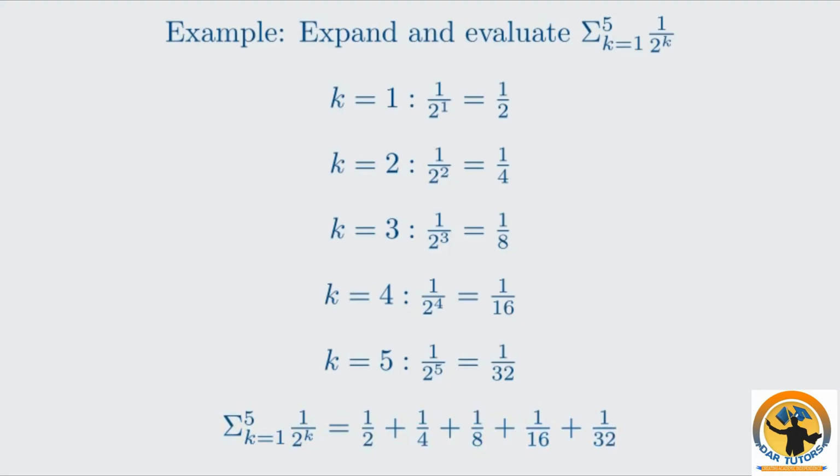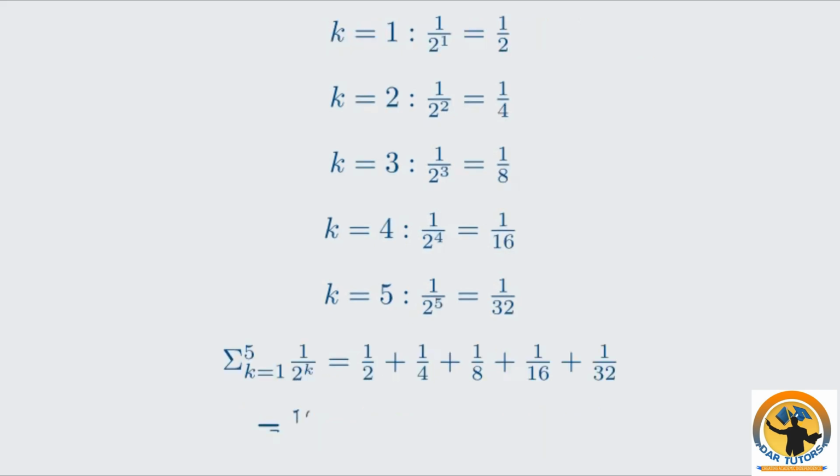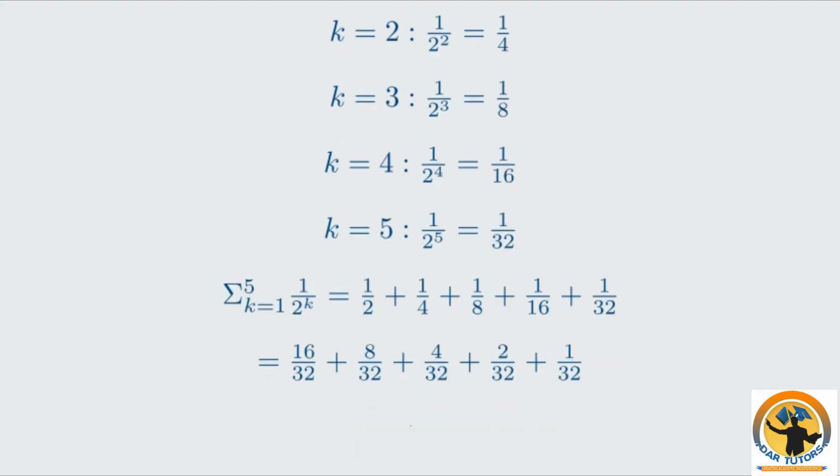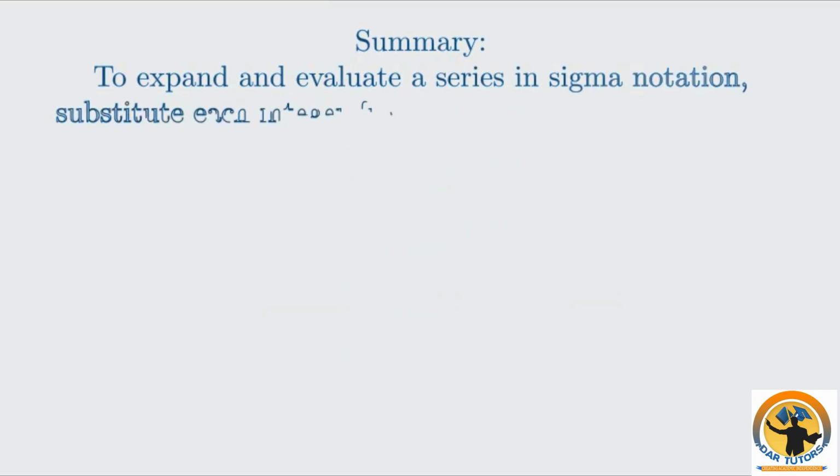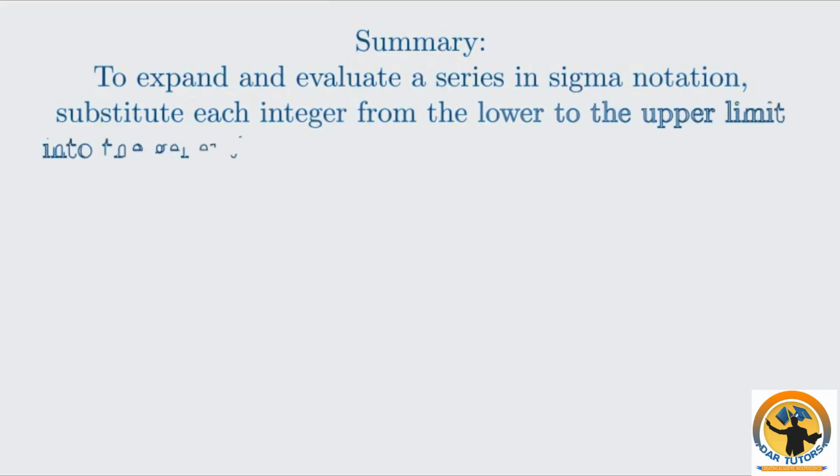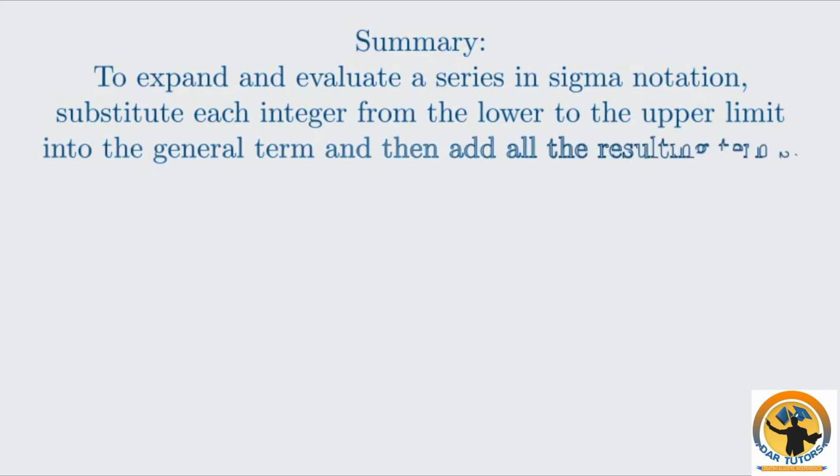To evaluate this, we need to find a common denominator, which is 32. Converting each fraction to have a denominator of 32, we get 16/32 plus 8/32 plus 4/32 plus 2/32 plus 1/32. Adding the numerators, we get 31 over 32, so the sum of this series is 31/32. In summary, to expand and evaluate a series in sigma notation, you substitute each integer from the lower to the upper limit into the general term, and then add all the resulting terms.